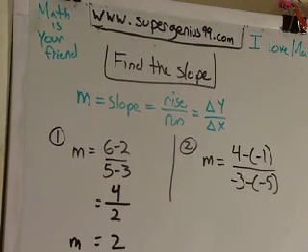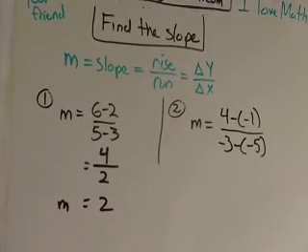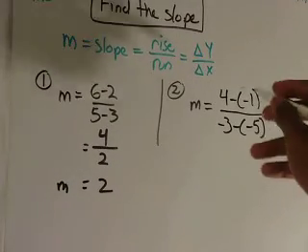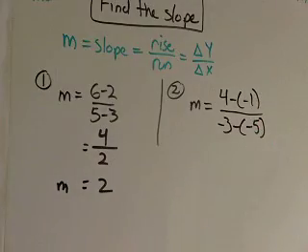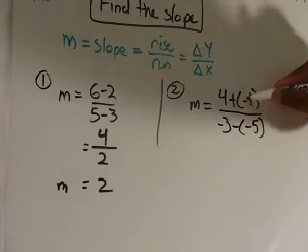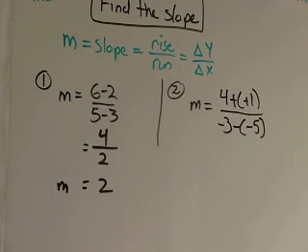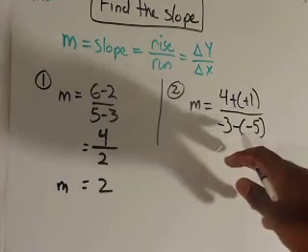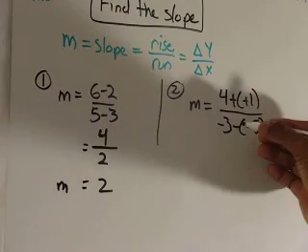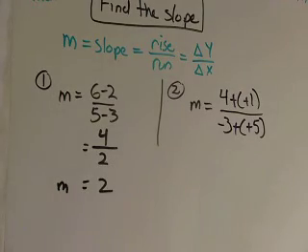How about the next one? You got 4 minus negative 1. Well, what happens when you have those double negatives? 4 minus negative 1 turns into 4 plus 1, because remember, add a line, change a sign. And then negative 3 minus negative 5, so that's negative 3 plus 5. And so simplify that.